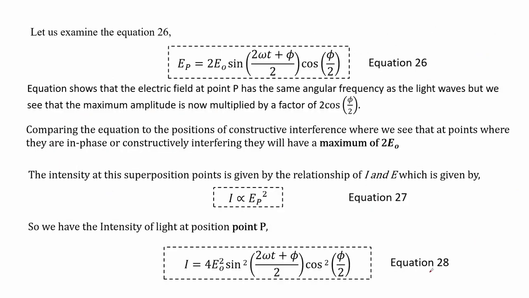Equation 26 shows that the electric field at point P has the same angular frequency as the light waves, but we see that the maximum amplitude is now multiplied by a factor of 2 times cosine half of the phase angle difference. Comparing the equation to the position of constructive interference, at points where they are in phase or constructively interfering, they will have a maximum of twice the energy.